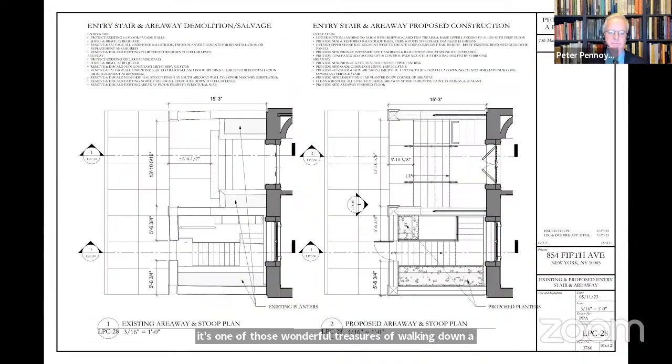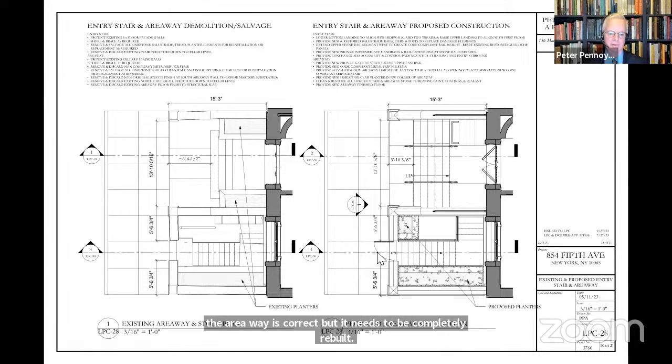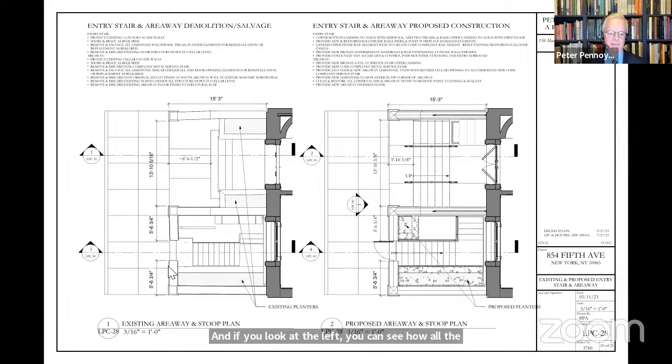Next. This is the areaway and plan. You see the two railings. On top of the sidewalls, we are adding bronze railings, which will allow us to comply with the code. The stair configuration down into the areaway is correct, but it needs to be completely rebuilt. And if you look at the left, you can see how all the pieces of the walls are actually moving. They're visibly out of alignment. So this is in really desperate shape, and it needs our help.